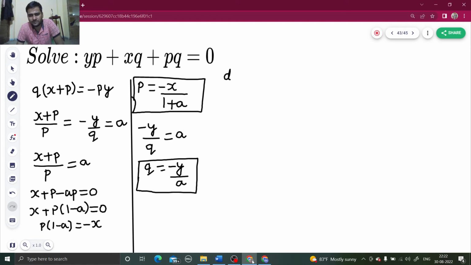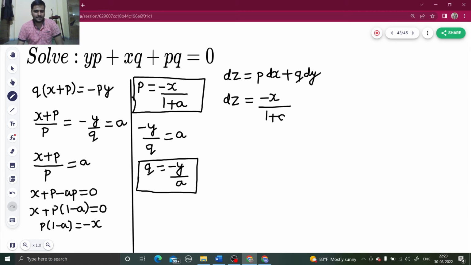What is the equation which we use? dz equals p dx plus q dy. So if you use that, dz equals p, which is minus x divided by (1 minus a), dx, plus what is q? q is minus y by a, and with that we have dy.